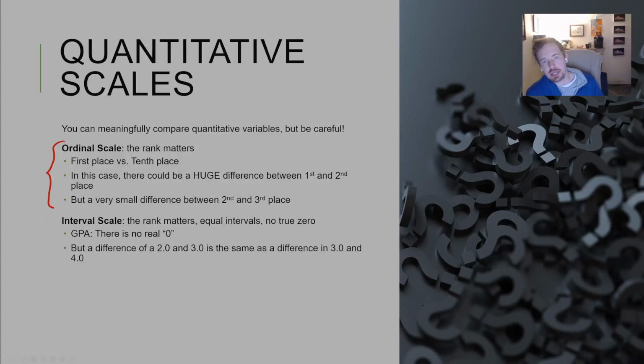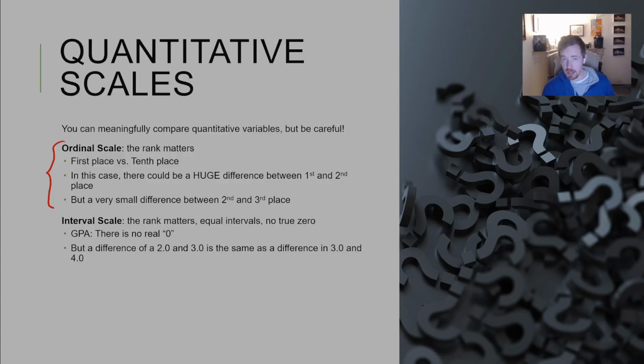Interval scale. Again, the rank matters, but now we have equal intervals. An example of that would be GPA. With GPA, there's not really a true zero. I guess maybe if you failed all of your classes, you might have a GPA of 0. Don't hold me on that. But most people consider GPA to be an interval scale because a 0 GPA is usually hypothetical. It's not an actual 0.